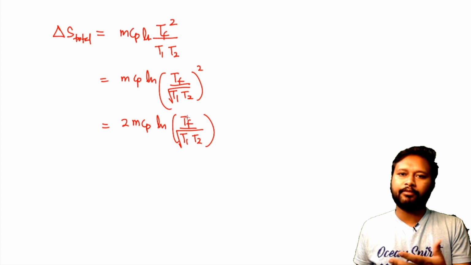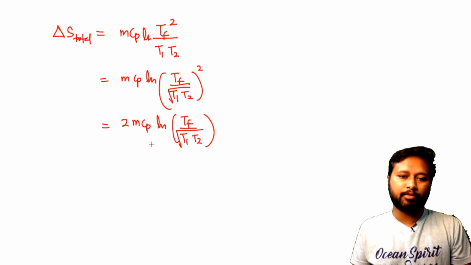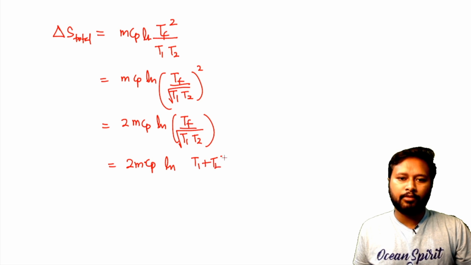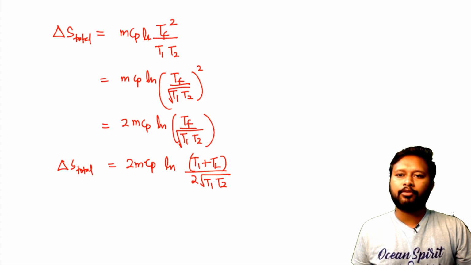or you can put the value of Tf which you have all calculated as T1 plus T2 upon 2. So that will make it as 2 mCp, and it will be ln T1 plus T2 divided by 2 under root T1 T2. So this is going to be your total delta S. All right, and that should be your correct answer.